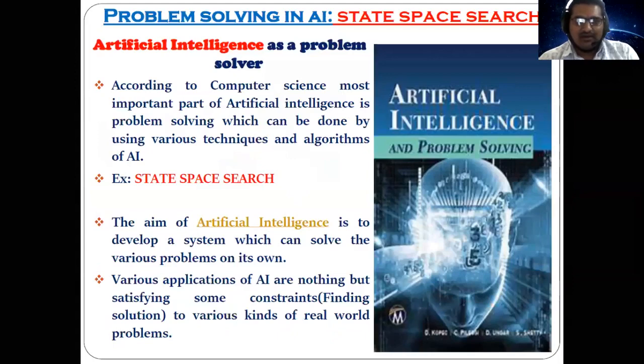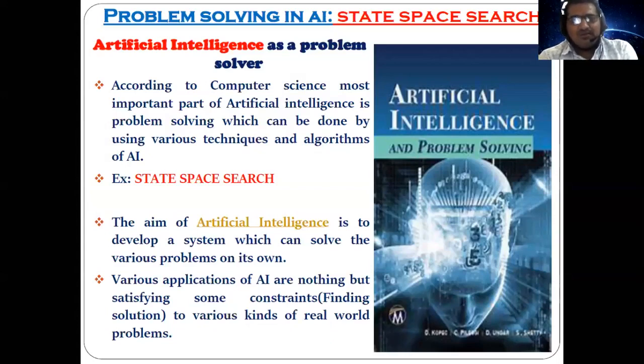Now, up till now we have seen a number of applications related to artificial intelligence in the gaming sector, in the agri sector, in the automobile sector. There are multiple sectors where artificial intelligence can be applied and it can perform the work better than the human being. So according to computer science, the most important part of artificial intelligence is nothing but what? The problem solving, which can be done with the help of various kinds of techniques.